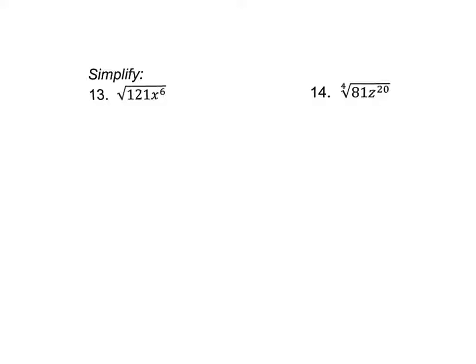Okay, now the radicals. The first one's just a square root. So I'm going to go square root of 121 is 11. Remember, divide your index into your exponent. 2 goes into 6 3 times. Now, because that's odd and it's even odd, you must have absolute value.